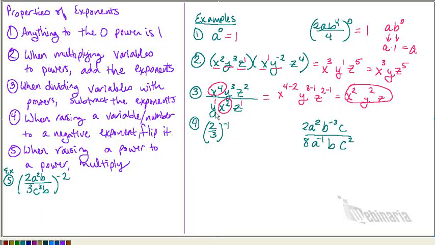2 more properties. Number 4 says when raising a variable or a number or a term to a negative exponent, you need to flip it over. Some examples. If I have 2/3 raised to the negative 1, that's the same as 3/2 to the positive 1, which is just 3/2. If I had 2/3 to the negative 2, that would be 3/2 to the positive 2. So you see I'm flipping it over and I'm making that exponent positive. Now what we would do is square both terms. The term on the top, 3 squared, is 9. The term on the bottom, 2 squared, is 4.